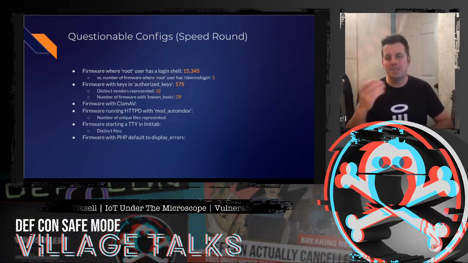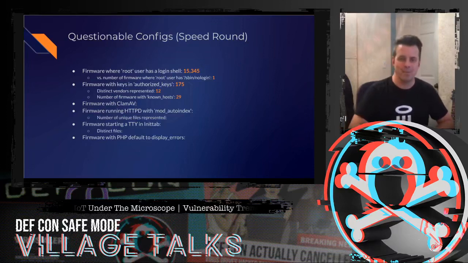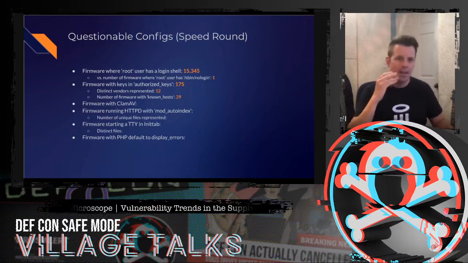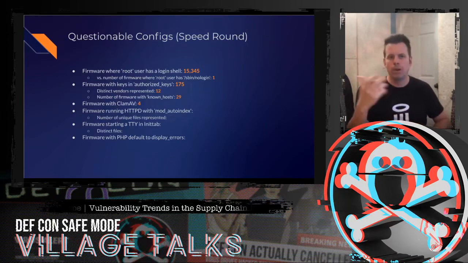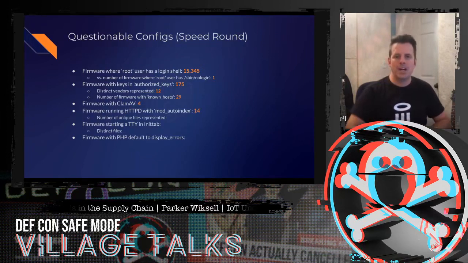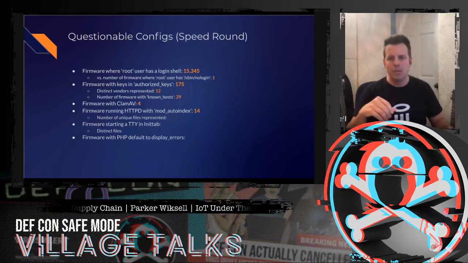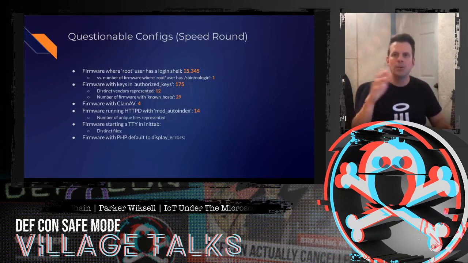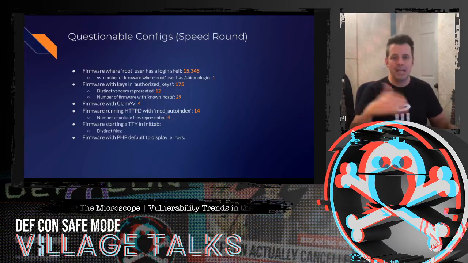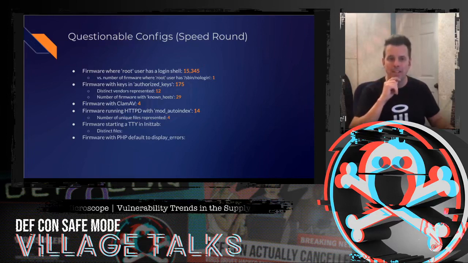And over 29, these were really interesting known hosts to see where they came from and the different medical facilities and different places that had known hosts coming from them. ClamAV, only four firmware had any kind of open antivirus software. Firmware running HTTPD with mod_autoindex. So autoindex is a way to auto index files on your web server when there isn't any match for the HTML name. So it's a great way to kind of troll through your directories. So these are, again, things that are questionable that are in our configs.